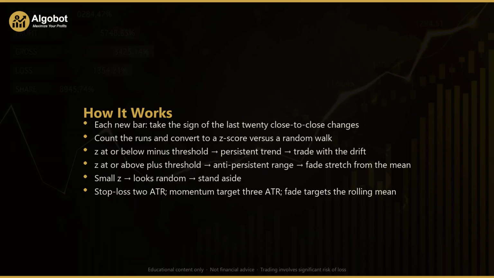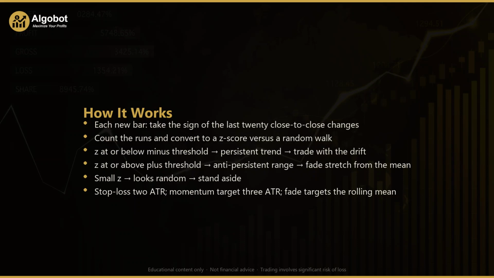Now the decision. If the z-score is at or below the negative threshold, 1.5 by default, the regime is persistent. The strategy measures the net move over the window. If that move is positive, it enters long. If it is negative, it enters short. This is the momentum book trading with the established drift, and its take profit is set 3 ATR in the direction of the trade. If instead the z-score is at or above the positive threshold, the regime is anti-persistent.